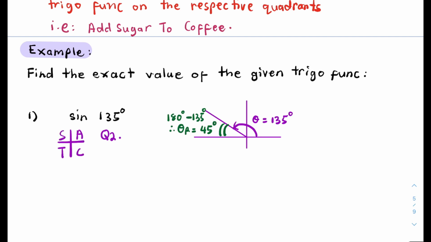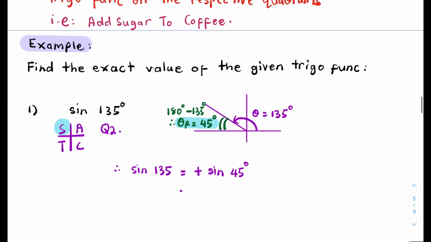Okay, now since sine at quadrant 2 is positive, you can conclude that sine 135 will give you a positive value. What is your reference angle? Your reference angle here is 45 degrees. So put it here, 45 degrees.